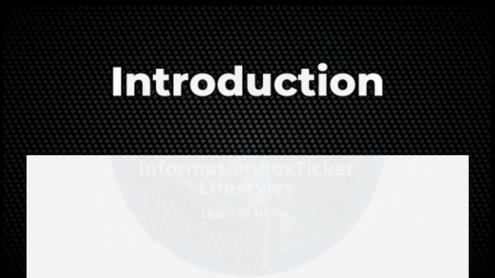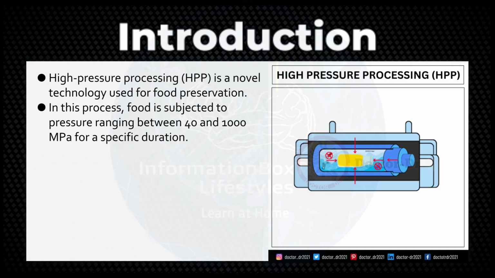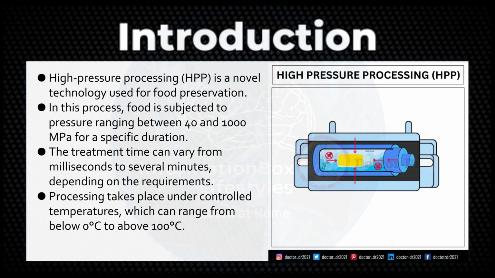Introduction to high-pressure processing. High-pressure processing is a novel technology used for food preservation. In this process, food is subjected to pressure ranging between 40 and 1,000 megapascals for a specific duration. The treatment time can vary from milliseconds to several minutes, depending on the requirements. Processing takes place under controlled temperatures, which can range from below 0 degrees Celsius to above 100 degrees Celsius.